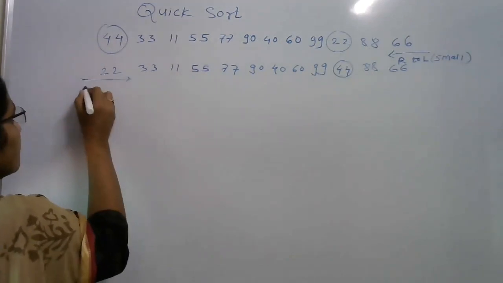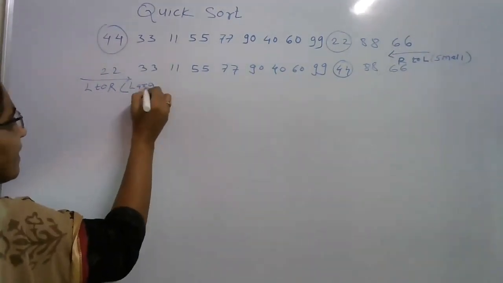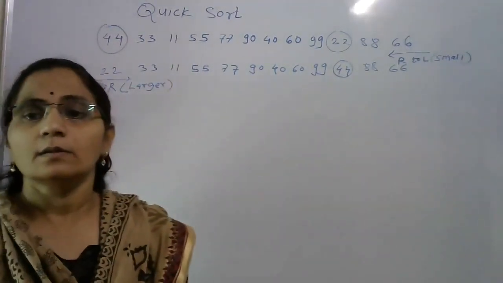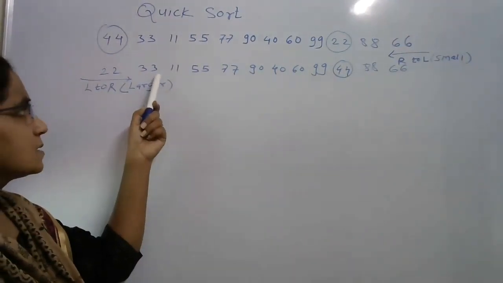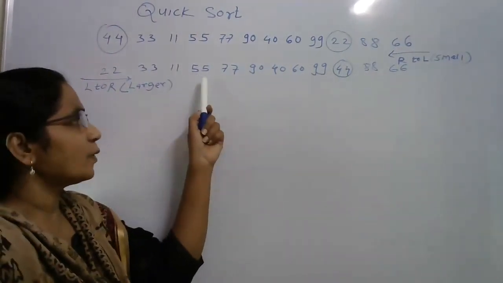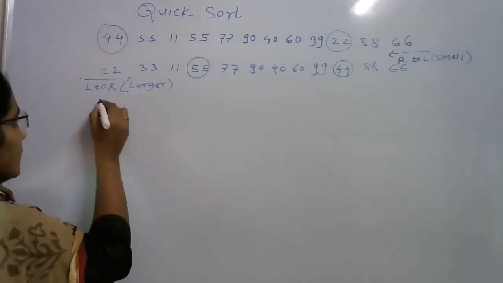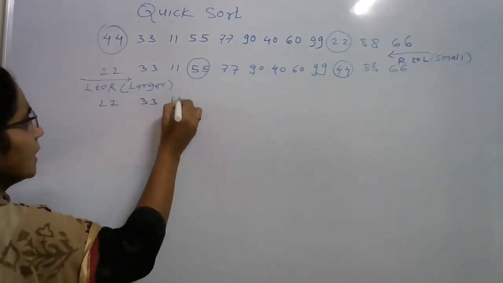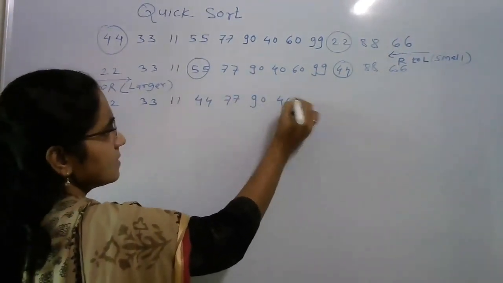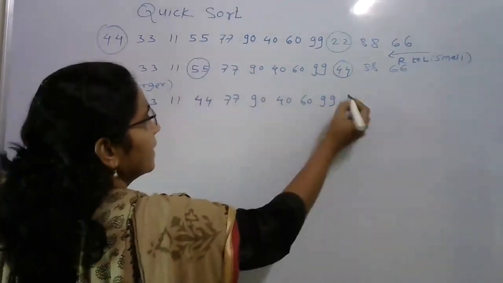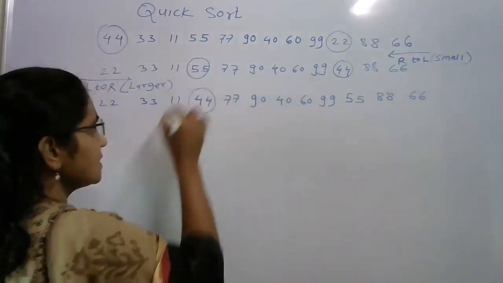Now at the second step, you go from left to right and stop the scanning when you get a value larger than the pivot element, than 44. Start. 22, small. 33, small. 11, again small. 55, yes, it is greater than 44. So now you exchange these both values: 22, 33, 11, here 44. The remaining elements stay as they are: 60, 99, and here 55, then 88, and then 66. Our pivot element is 44.